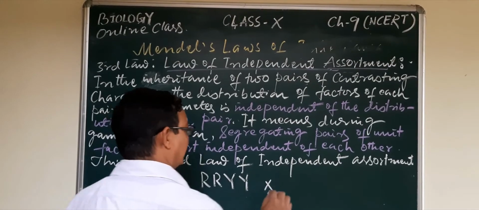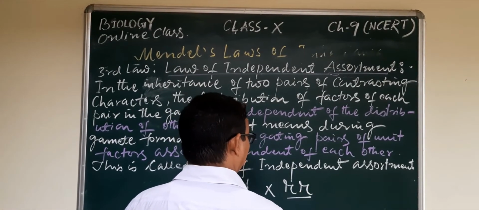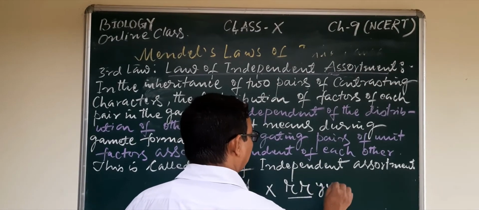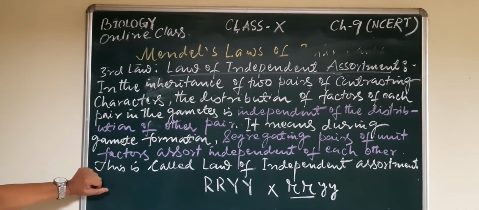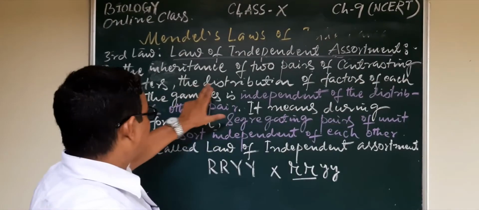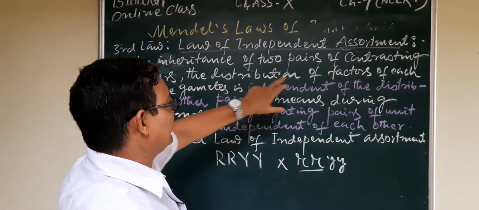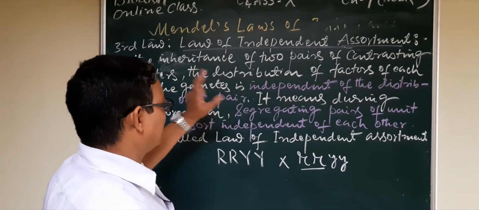and in the another pair we have taken wrinkle with green color of seed. Two pairs of contrasting characters. The distribution of factors of each pair in the gametes is independent of the distribution of other pair.